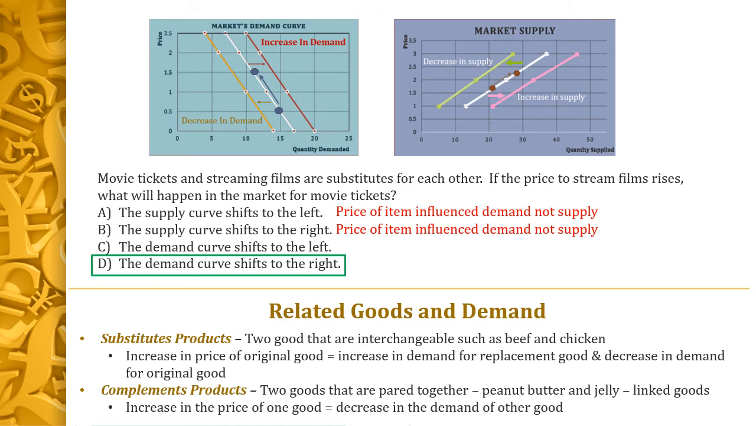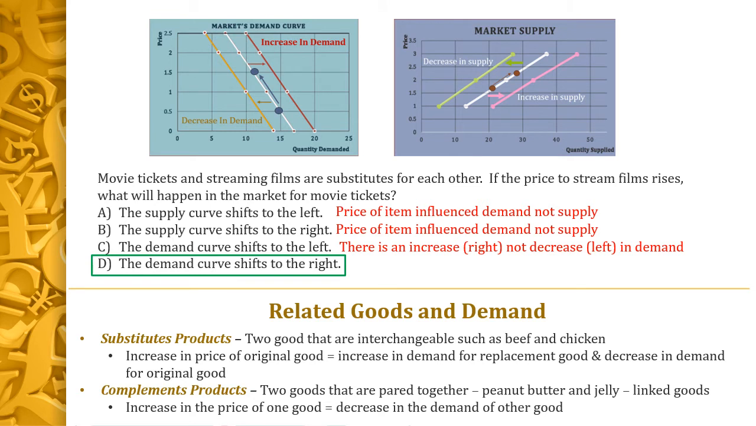And so what about the demand curve shift to the left? Well, there's an increase in the use of movie tickets because what we said is when one is substitutable, an increase in the price of the original, which is the filming stream, will equal a demand for the replacement good. The replacement good is the movie ticket. So we're going to see an increased demand. And if we see an increased demand, we're going to see a shift to the right. So that would be a shift to the right.